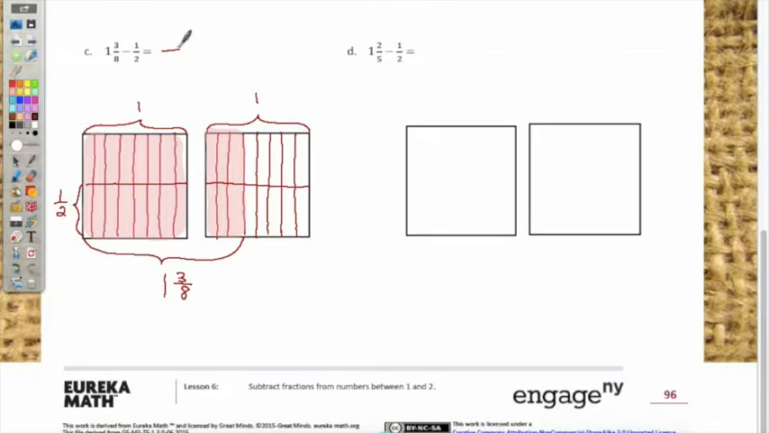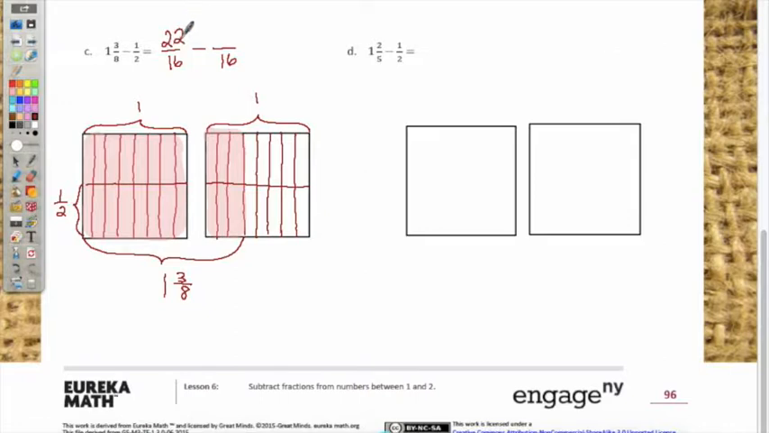Say common denominator for 8 and 2. 16. And do I have 16 boxes? Yes. Yes, I do. Okay, so let's start with the first numerator. I have 16 sixteenths, 17, 18, 19, 20, 21, 22. 22 sixteenths.